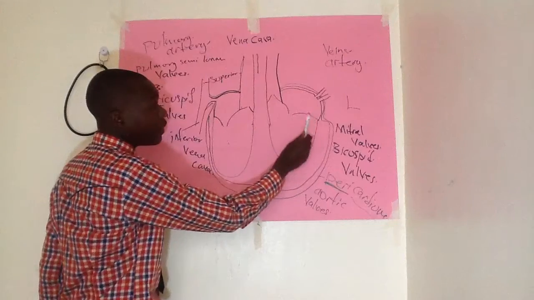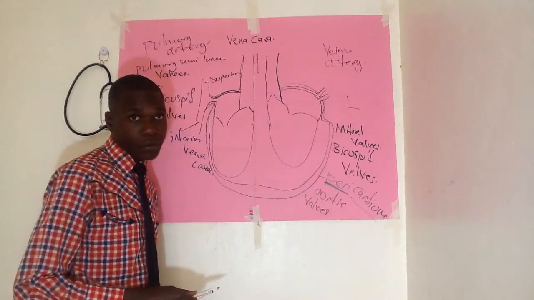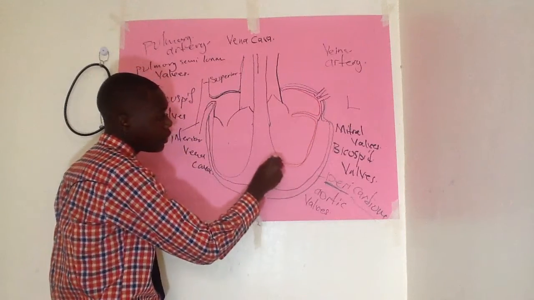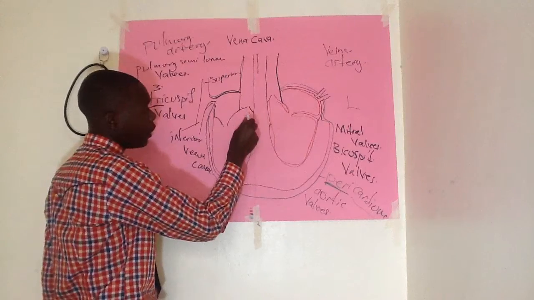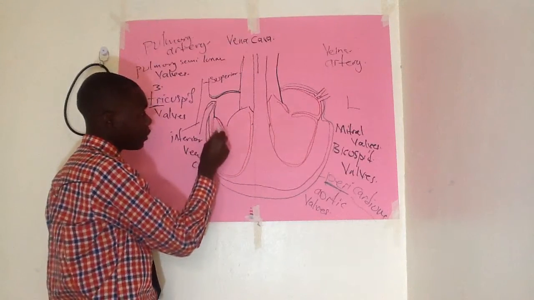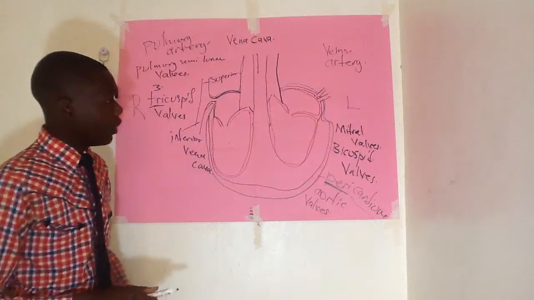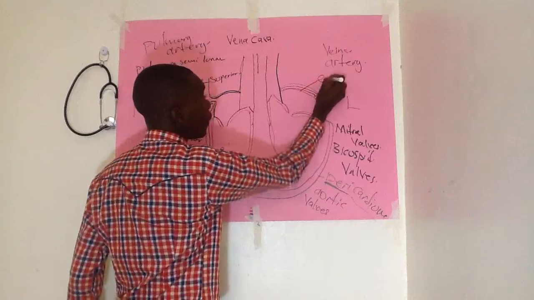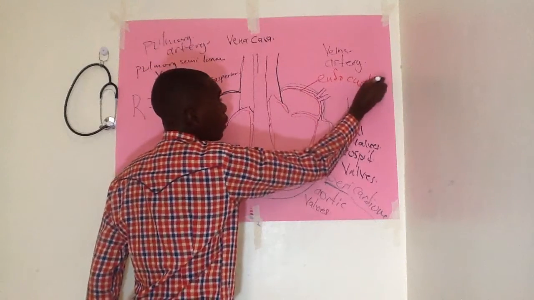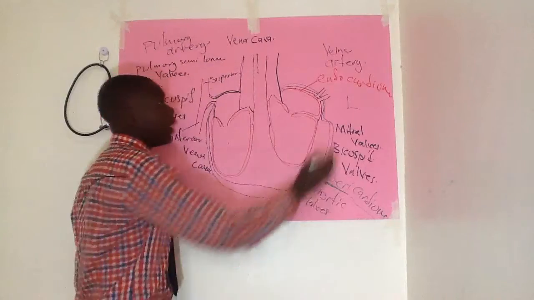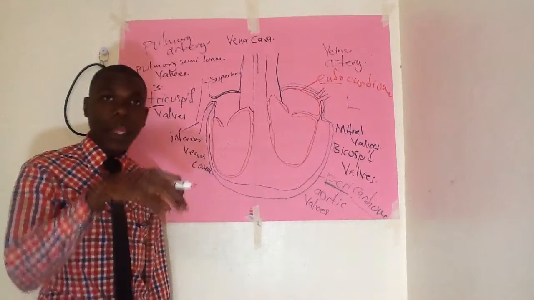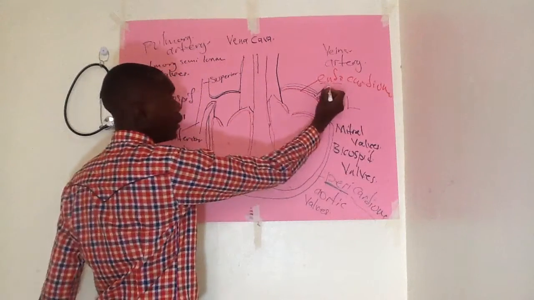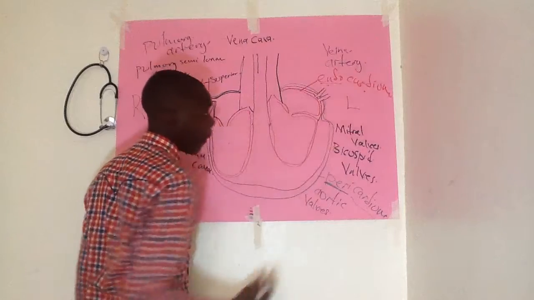The inner layer lining the inside of the heart, this inner layer here, lining all through the inside of the heart, is known as the endocardium. Endo meaning inside. Cardium, heart. So, inside of the heart, endocardium.